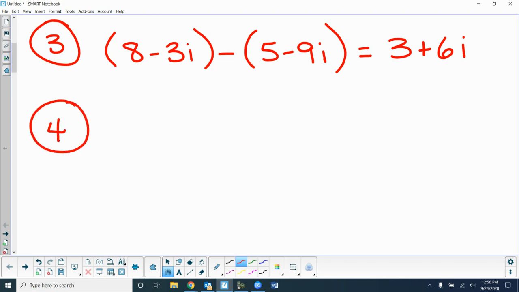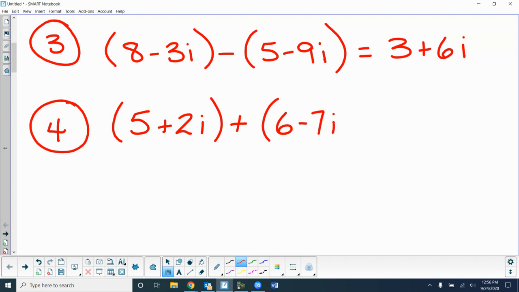Okay, they're going to look very similar. I'm just changing up numbers. I'm not trying to trick you. Okay? So, Tasha, what do you get when you add those? Very good. 5 plus 6 is 11, and 2 plus a negative 7 is a negative 5.